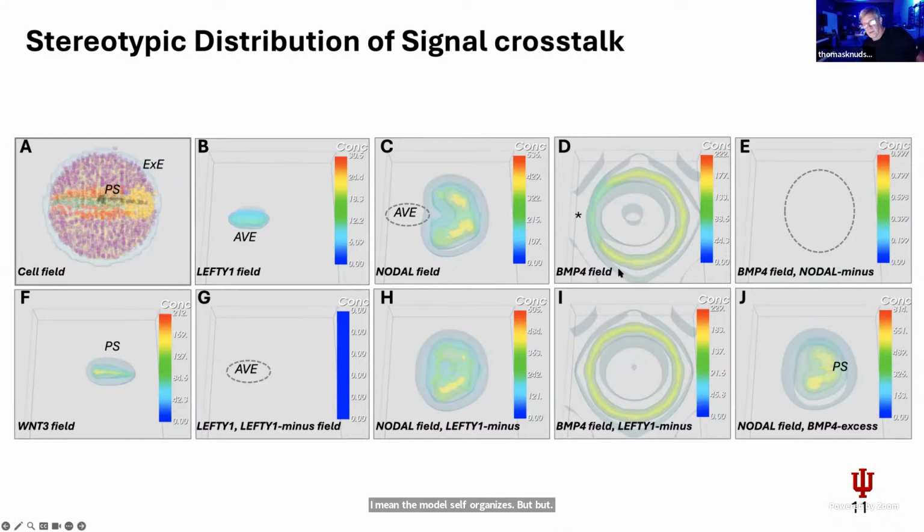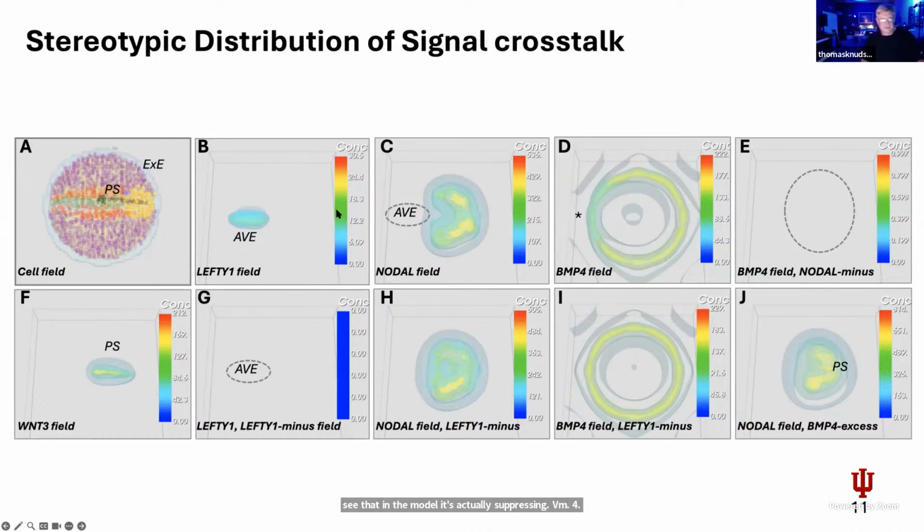So for example, we know that, as I said, lefty is an antagonist of BMP. And so when you take lefty out of the system, here's the ring of BMP4 expression in the extraembryonic region, and it's pretty uniform throughout without lefty. Lefty is expressed here. Where is it? Well, in the AVE, there's lefty. And you see that in the model, it's actually suppressing BMP4.